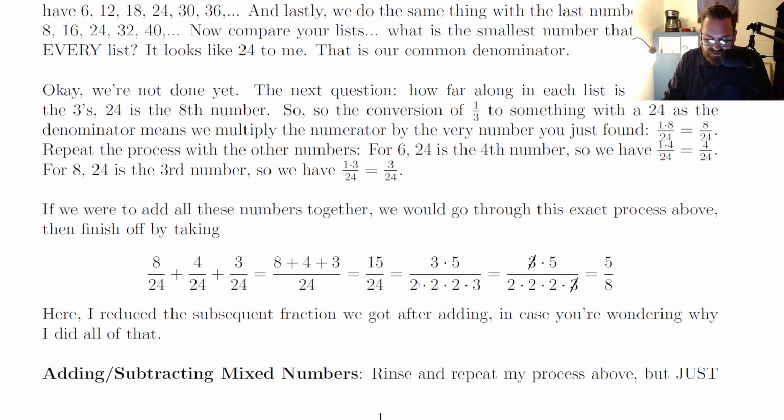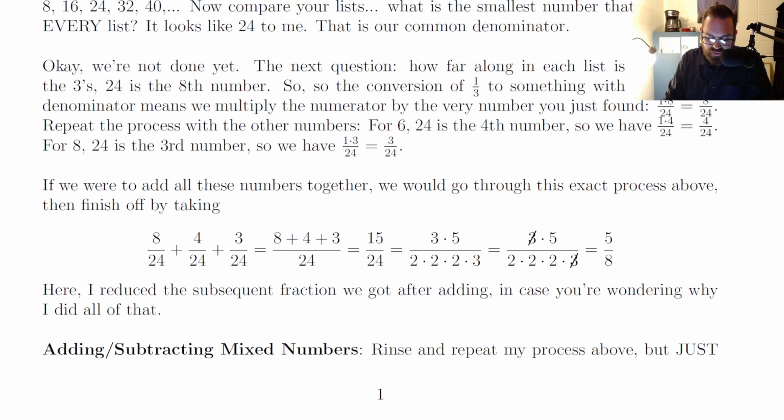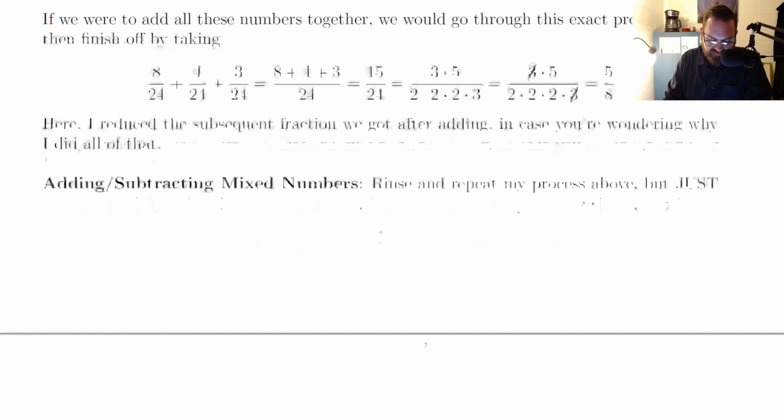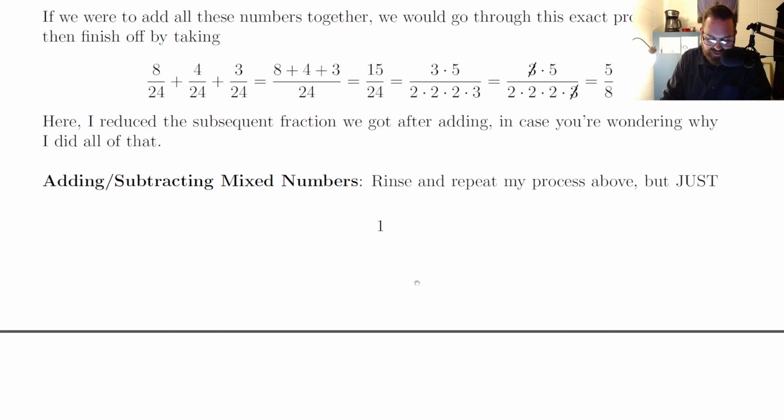And what you notice is that the 3's can cancel, and so what I'm left with is just going to be 5 divided by 2 times 2 times 2, which is just 8. So in other words, the equivalency, 15/24, which is what we got, is the same thing as 5/8. Okay? And again, I just mentioned here how I reduced it.